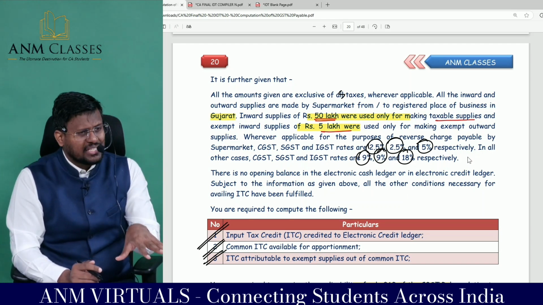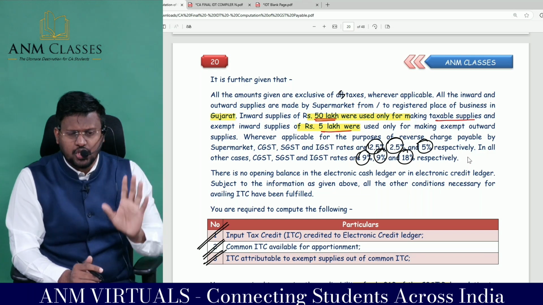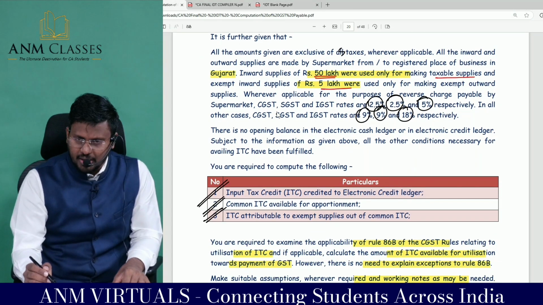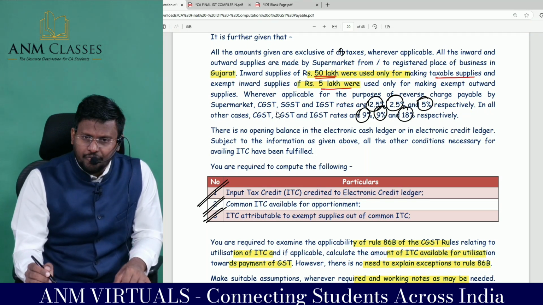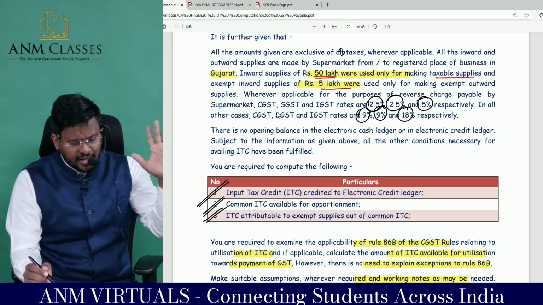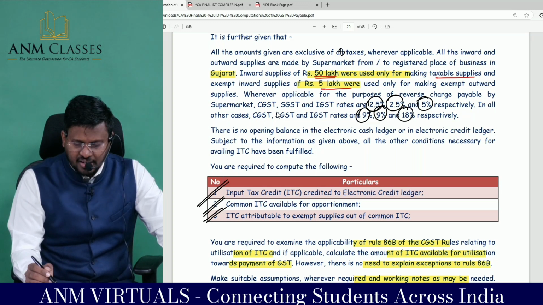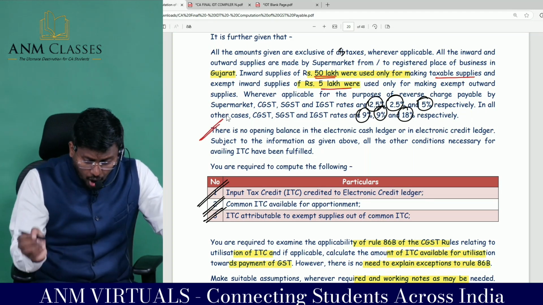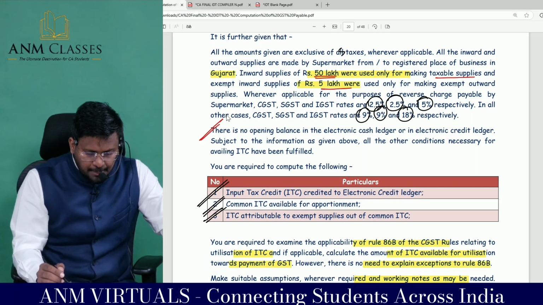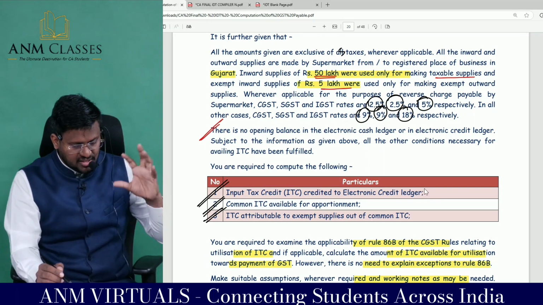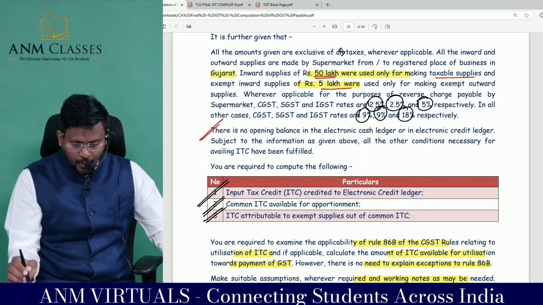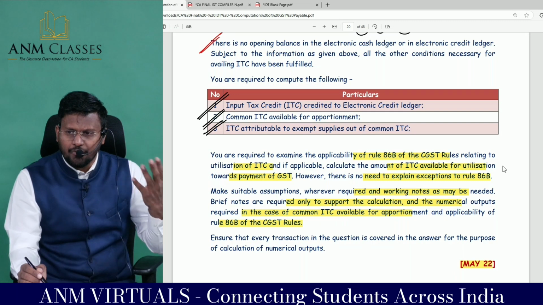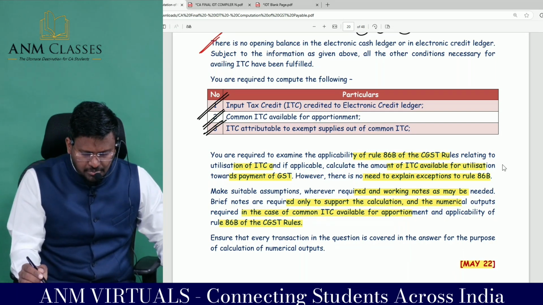If it is one-to-one basis, the concept of apportionment will not apply. Wherever applicable, for the purpose of reverse charge payable by the supermarket, CGST, SGST, IGST rates are 2.5, 2.5 and 5% respectively. In all other cases, CGST, SGST and IGST rates are 9, 9 and 18% each. There is no opening balance in the electronic credit ledger, subject to information as given above. All other conditions necessary for availing ITC have been fulfilled. You are required to compute the following: ITC credited to electronic credit ledger, common ITC available for apportionment, ITC attributable to exempt supply out of common ITC.